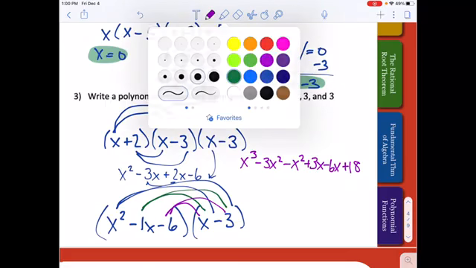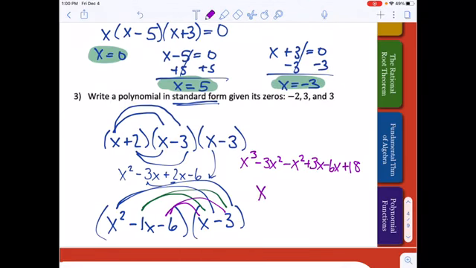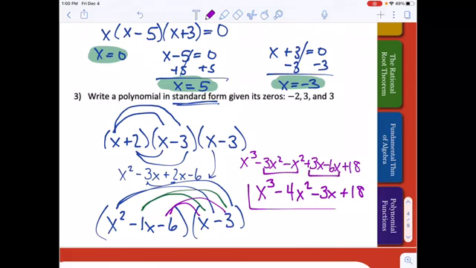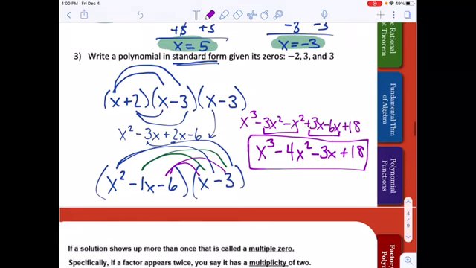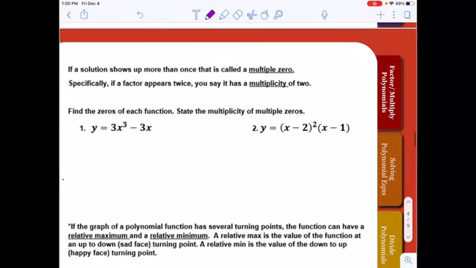Then I go ahead and combine like terms. There's a couple sets. We get x cubed minus 4x squared minus 3x plus 18, because I combine these guys and combine those guys. And that is our standard form, greatest degree to smallest degree.